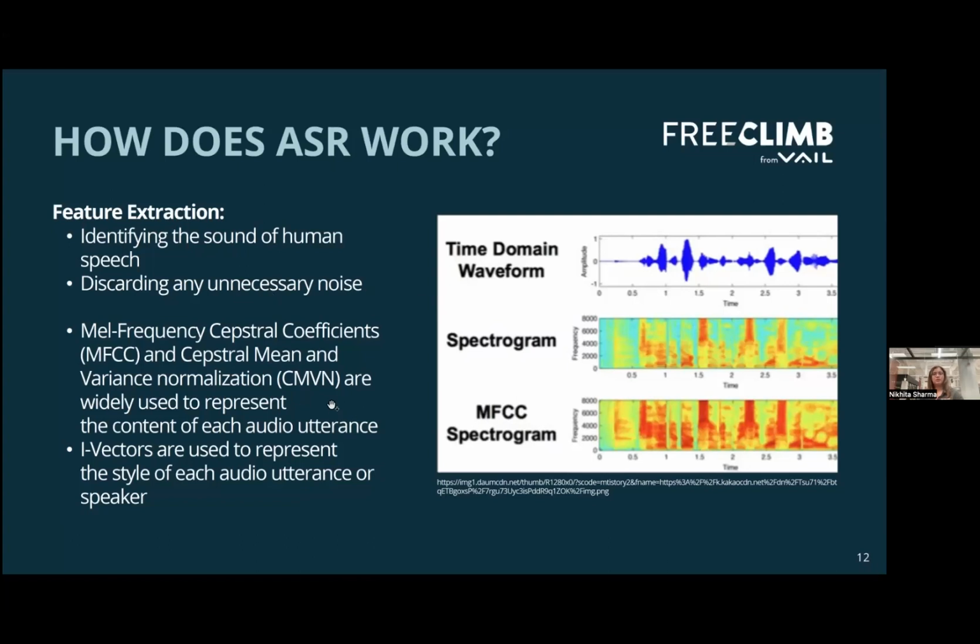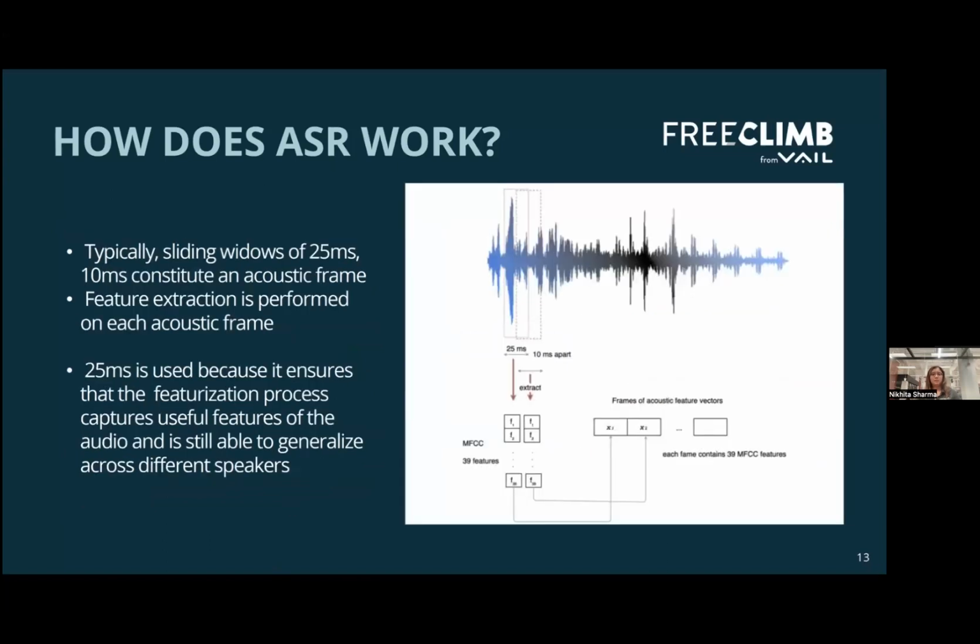These are very commonly used in speech recognition. They represent the content of each utterance. Then i-vectors are a different type of feature which can be used to represent the style of the audio or focus more on the speaker characteristics. With these three features, you can digitalize your audio and start training. You might wonder how this works for longer audio. Typically there's a sliding window of 25 milliseconds, 10 milliseconds apart, and you generate features for each of these slices of audio. These are called acoustic frames.